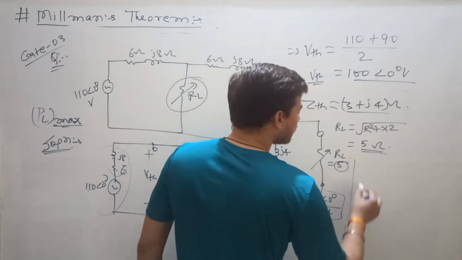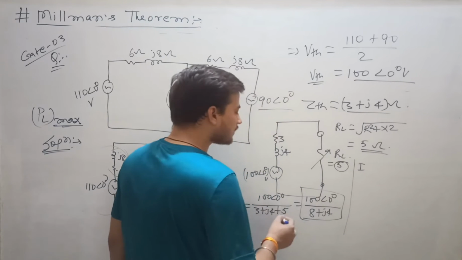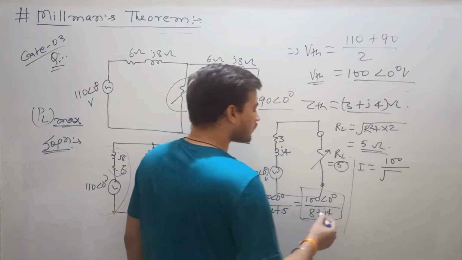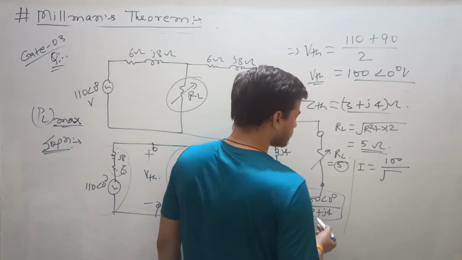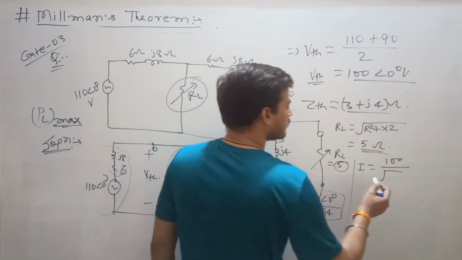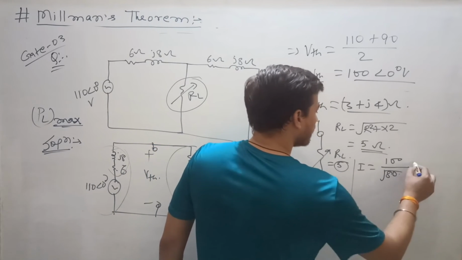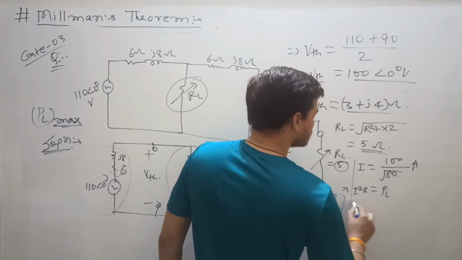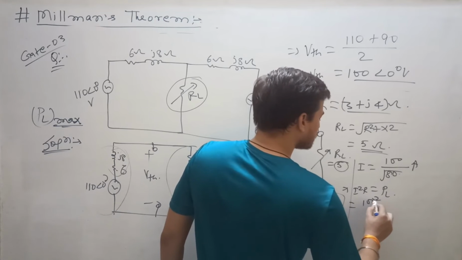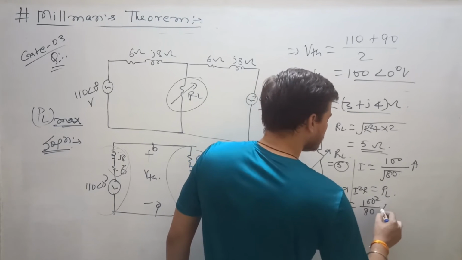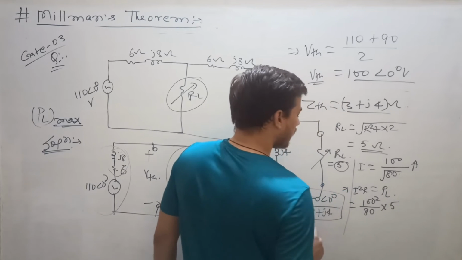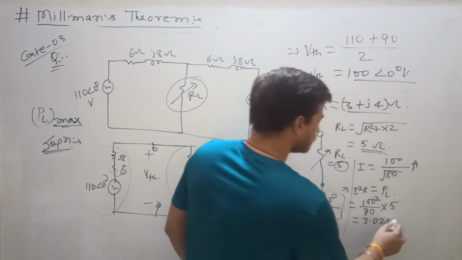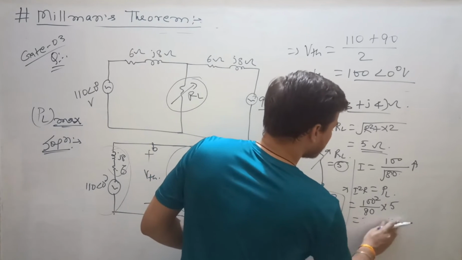Clear? From here, if you write the magnitude of current, it will be 100 divided by the square root of 8 square plus 4 square, 64 plus 16. So here it will be square root of 80 ampere. Clear? If you write I square R, this will be equal to PL. So it will be equal to 100 square divided by 80, into 5. From here its value will be, sorry, its answer will be 625 watt.